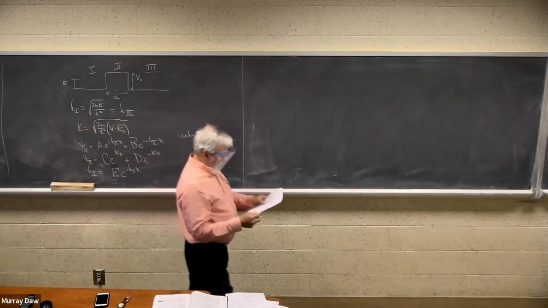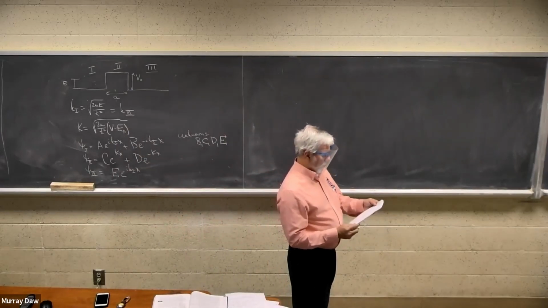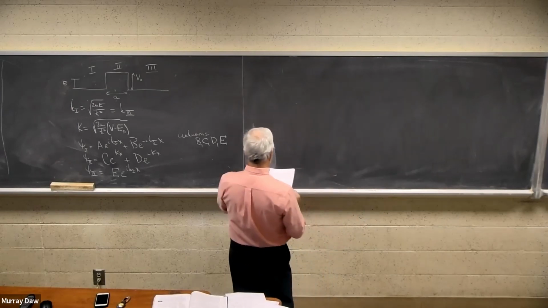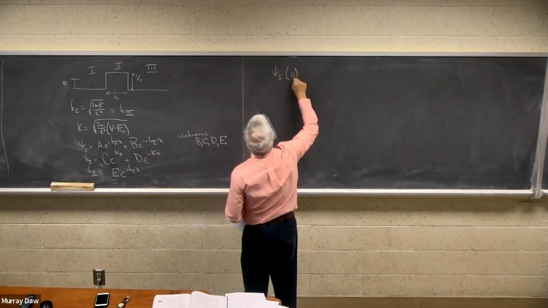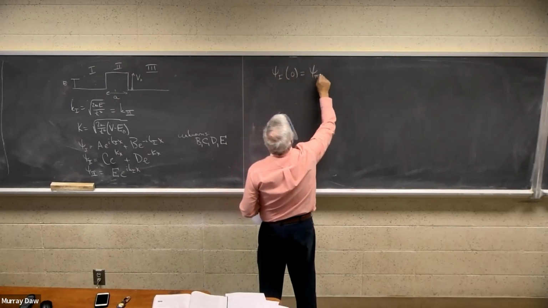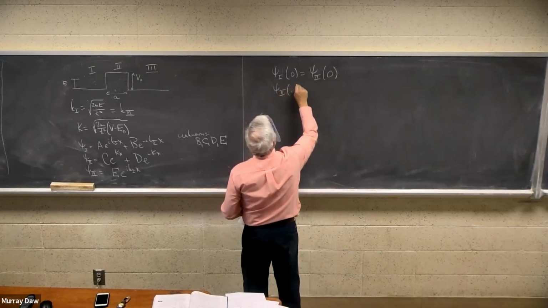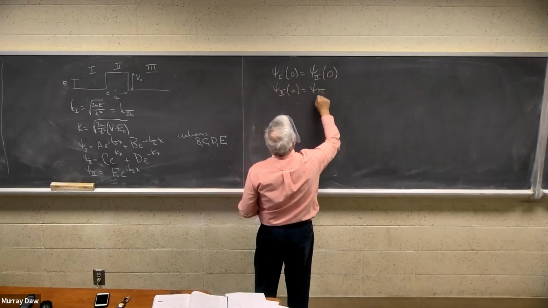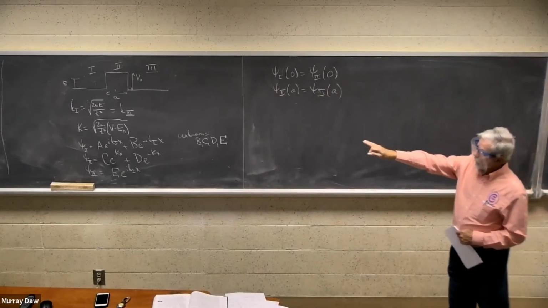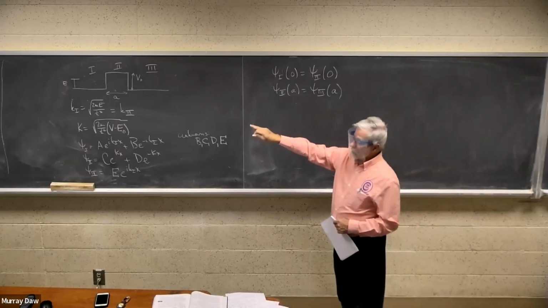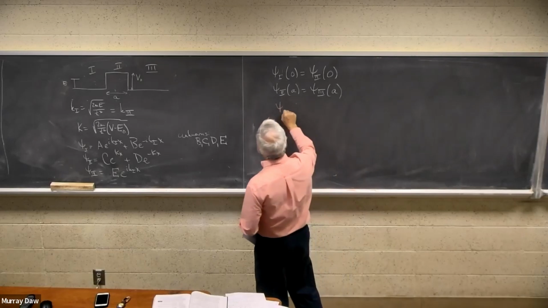Okay, so how many equations do we have? Okay, so this is part E, right: continuity. The wave function is continuous, which means that it has to be continuous at the interface between 1 and 2, and also continuous across the interface between 2 and 3. And also the first derivative.